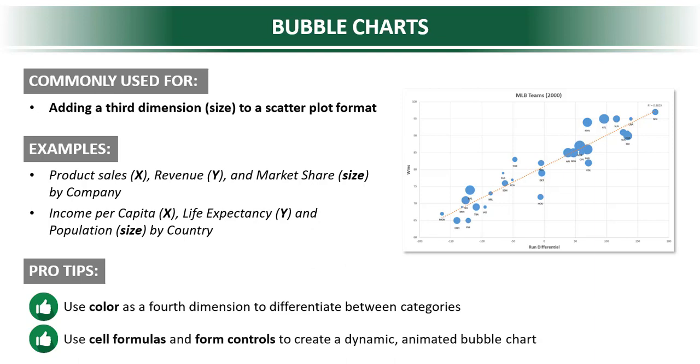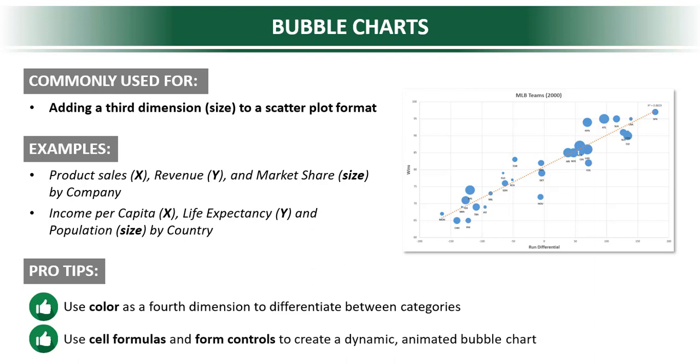Look at there. So there is data like x-axis, y-axis, and the bubbles are representing the z-axis, and we can add bubbles for the z-axis as well as a trend line. For example, product sales x, revenue y, and size as bubbles by a company, and income per capita x, life expectancy y, and population in size by country.